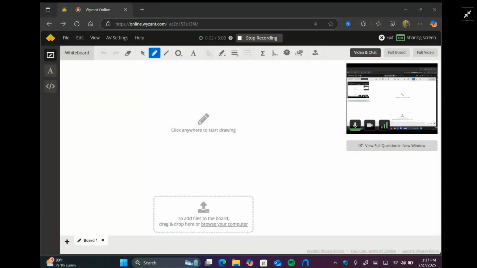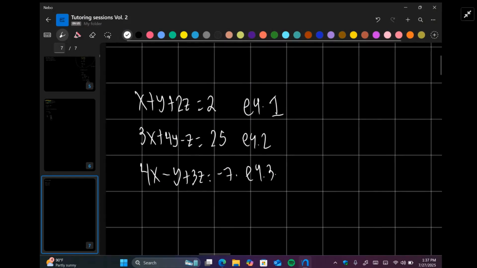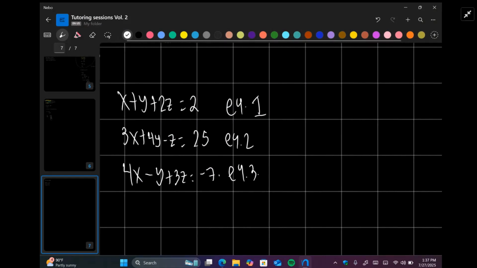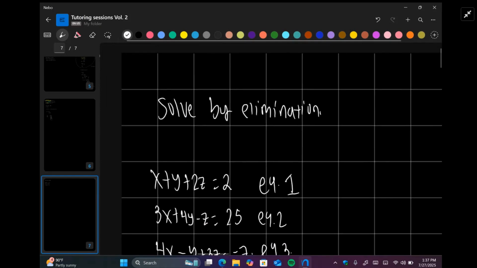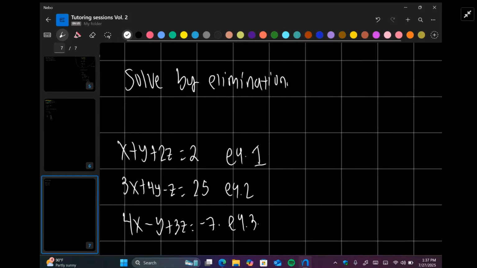All right, so let's do this problem. Hello there. We want to solve this by elimination. I had recorded it, but I kind of messed up a little bit.